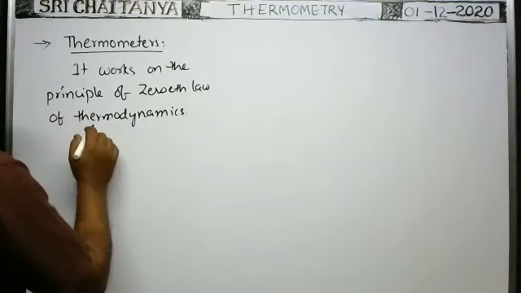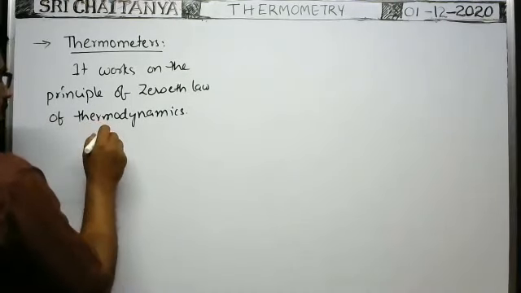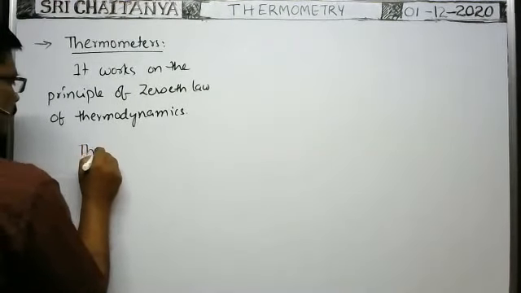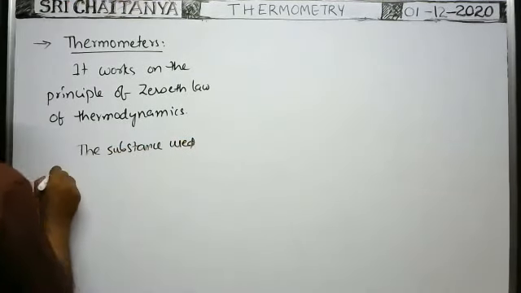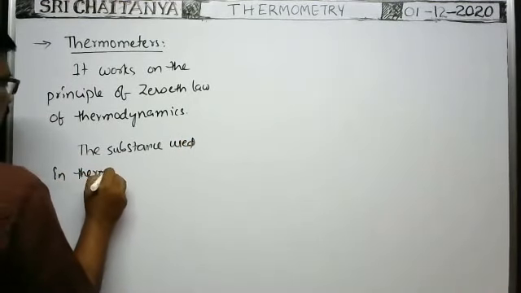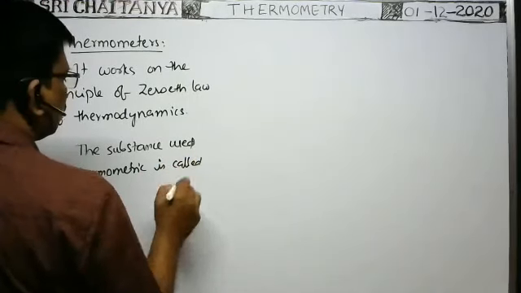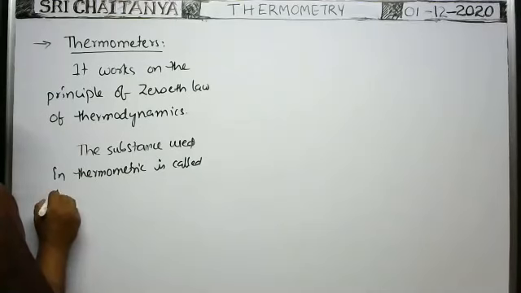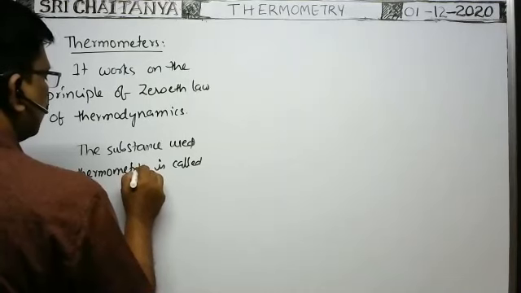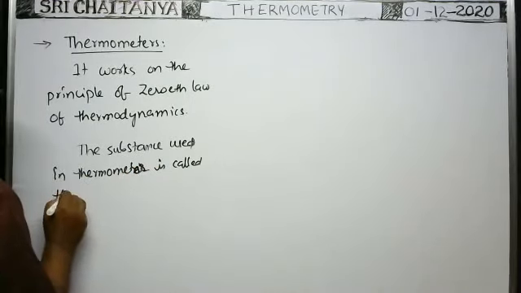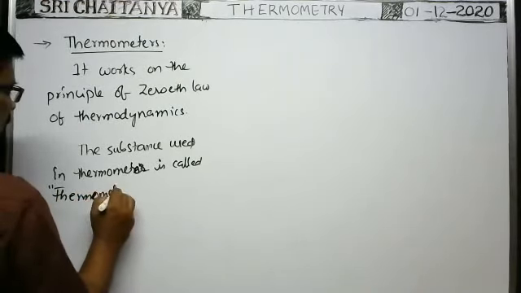So it works on the principle of the zeroth law of thermodynamics, and the substance used in the thermometer is called the thermometric substance.